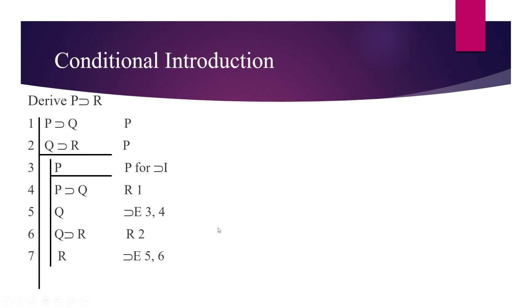So we could end that subderivation and go back to the main scope line with if P then R by conditional introduction, and we cite the whole subderivation from line 3 to line 7. Make sure you always cite the whole subderivation with this rule. It would be incorrect if you did something like just citing line 3, comma, line 7. You have to cite the whole subderivation, which we do using a hyphen.